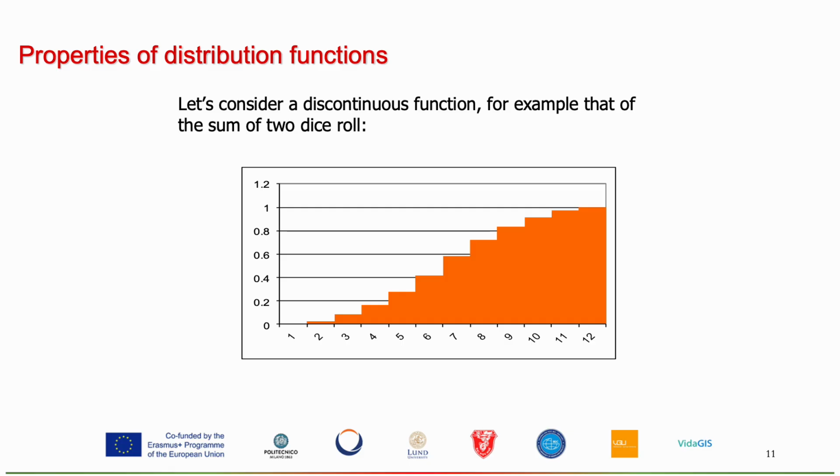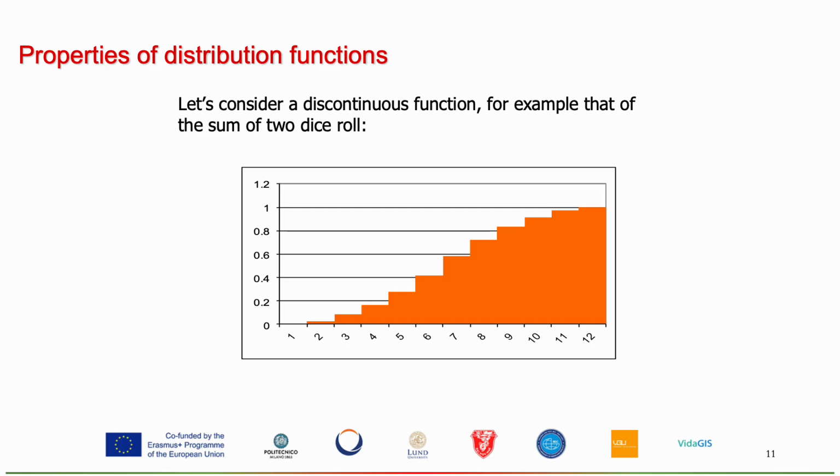You see in this example, exactly in the previous table, that the probability of the outcome 1 is 0, because the sum of two faces cannot be 1. The probability of 2 is 1 over 36. The cumulative probability of 3 is the probability of 3 plus the probability of 2, so it is 3 over 36. The probability of 4 is the sum of probability of 4 plus 3 plus 2, etc., up to the probability of 12, that is equal to 1.